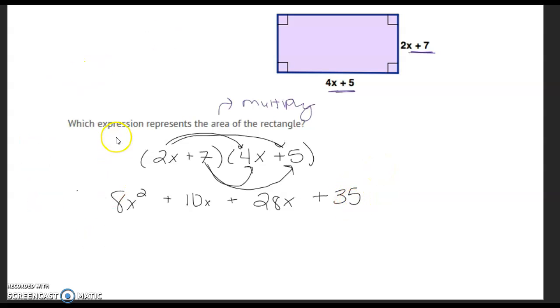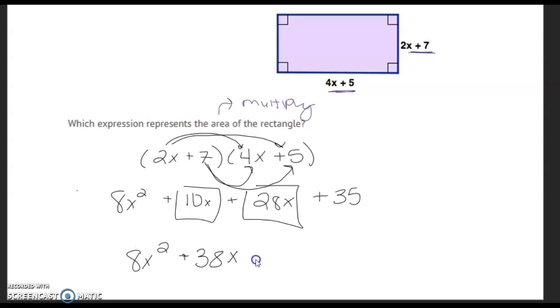All right, so I'm not going to do the colors this time because I think you know the two middle terms are the ones that are going to combine. We have 8x squared, 10x plus 28x. Again, we are adding this time, so the x isn't going to change. 10 plus 28 is 38, and plus 35. This would be your final answer.